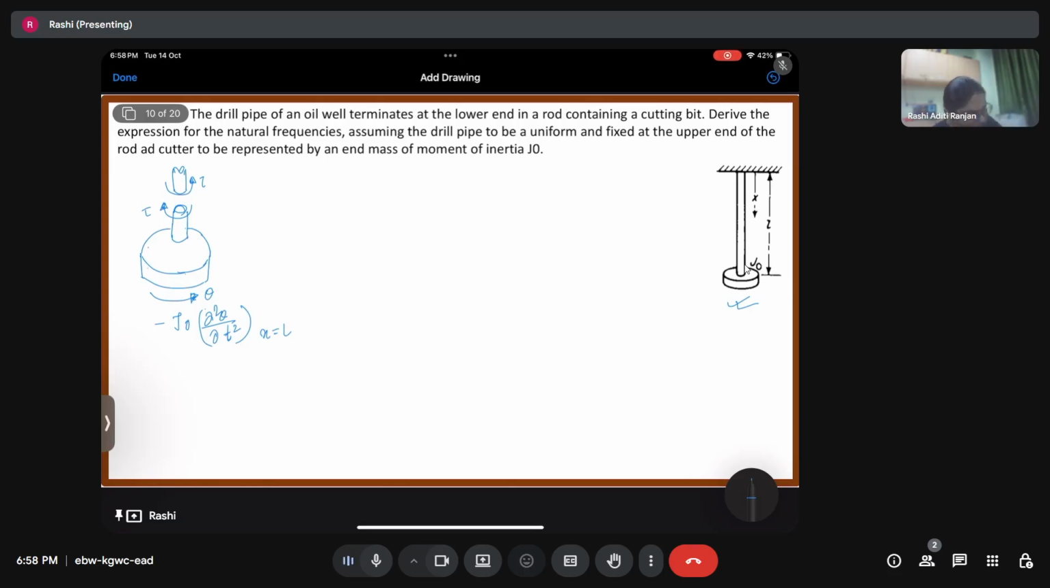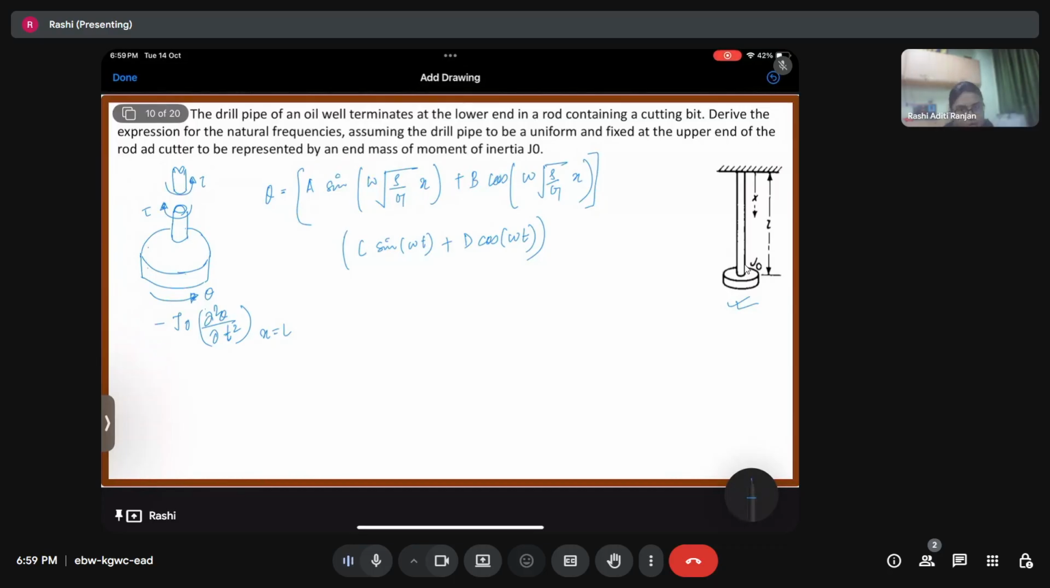Again, what is going to be the solution? Same: A sine of omega root rho by G x, plus B cos omega root rho by G x, this whole into C sine of omega t plus D cos of omega t. This is the solution.